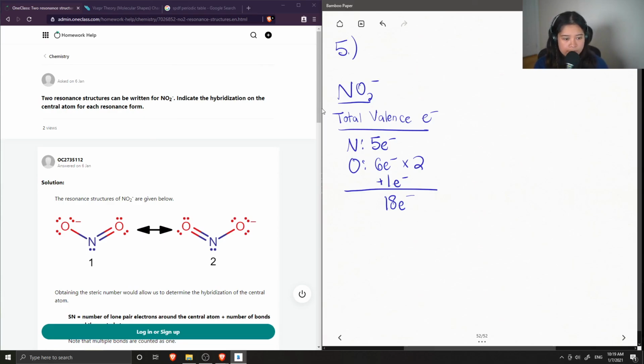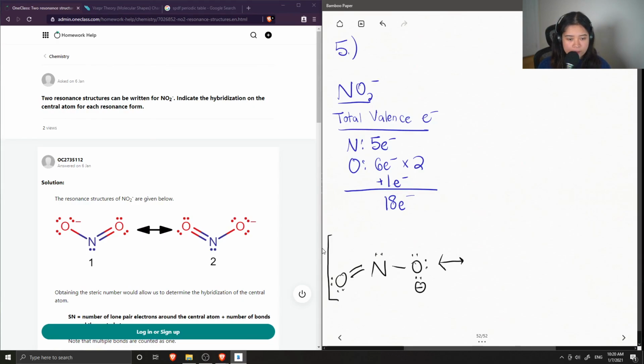So now let's draw our molecule. Nitrogen is our central atom, and then I'm just going to draw a single bond to each oxygen. So now let's fill in all of the lone pairs. You'll notice that nitrogen does not have a full octet yet, so I'm just going to bring one of these electrons down and form a double bond with this oxygen. Okay, so this is one of the Lewis structures of the NO2- ion.